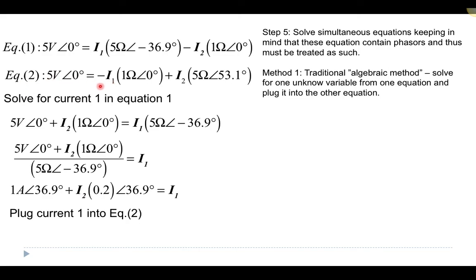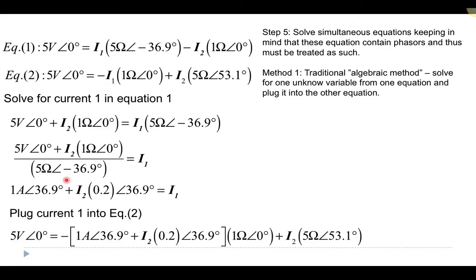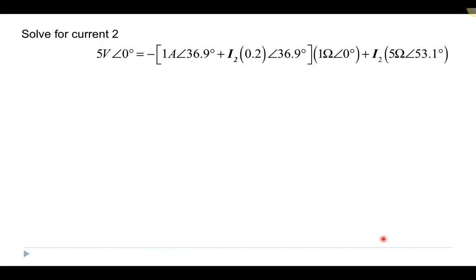So I start with equation 2, and I'm going to take this expression and plug it in up here for that current. So this is equation 2, 5, phase angle of 0 minus a negative I1. So everything in the large parentheses is my I1 value that I found here, multiplied by the term 1 ohm phase angle of 0, and then plus my I2 here. So now I have an equation that only involves one variable, my current I2, and I need to solve. So here's my starting point for that expression.